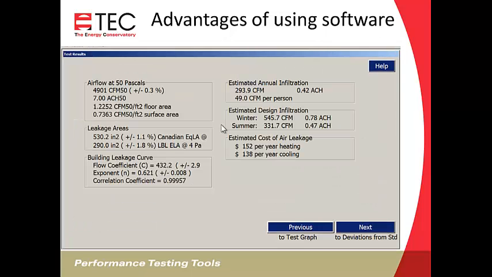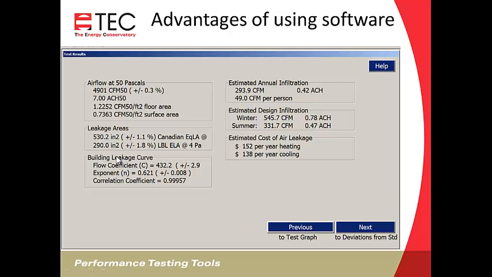And then if we go to our test results page, there's a lot of information that is gathered in this. It will calculate the accuracy. So this is 409 plus or minus 0.3%. If we entered in the volume, it'll calculate air changes per hour. If we entered in the floor area, it's CFM per square foot of floor area. If we entered in the surface area, it's CFM per square foot of surface area. So, the more you enter in, the more data will show up on the report.